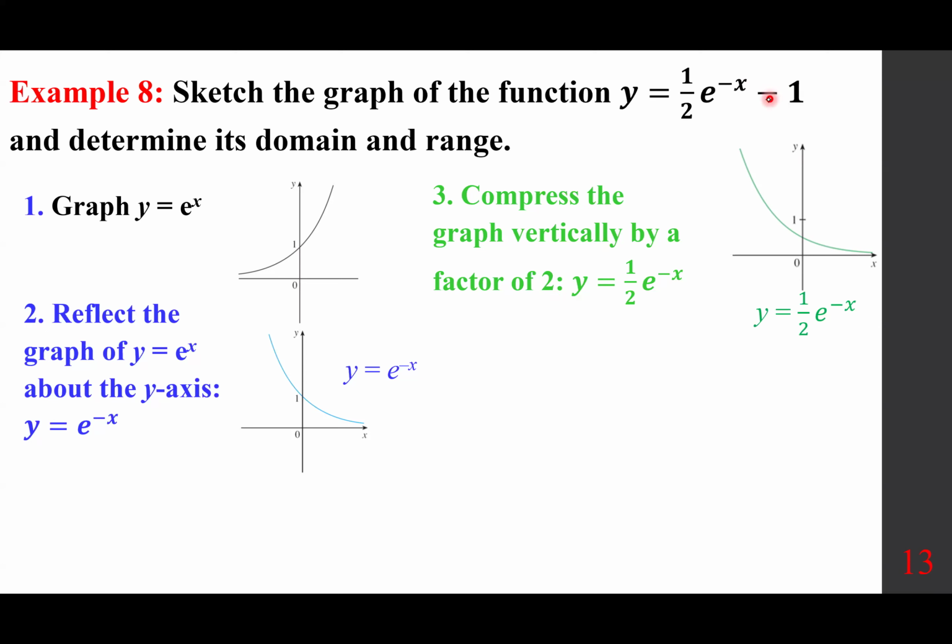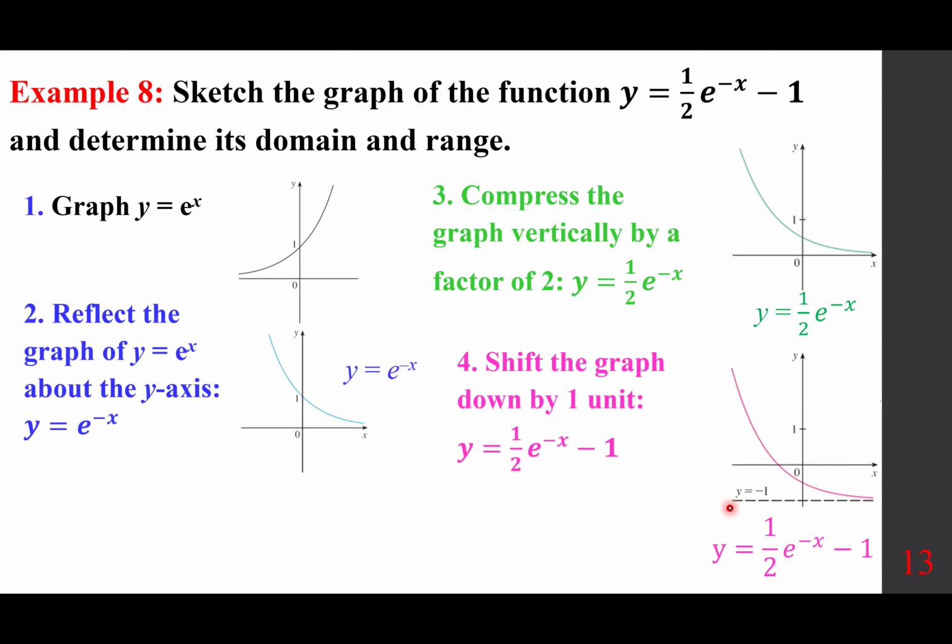Finally, bring this down by how many units? 1 unit. So shift the graph down by 1 unit. So what happens? First and foremost, here 0, 1, here 0, 1, those are the y-intercepts, and here is 0, 1/2. And when you bring it down by 1 unit, it becomes 0, negative 1/2.